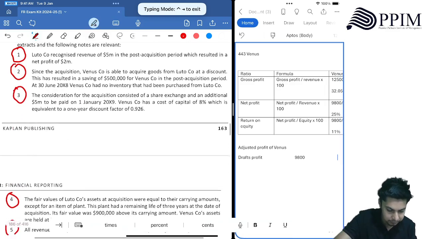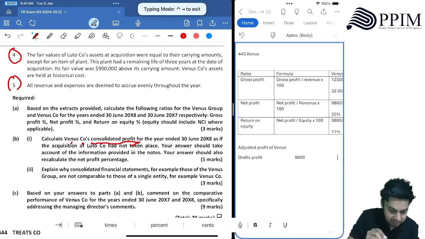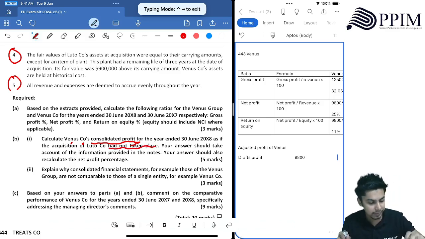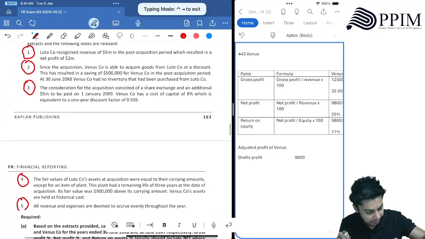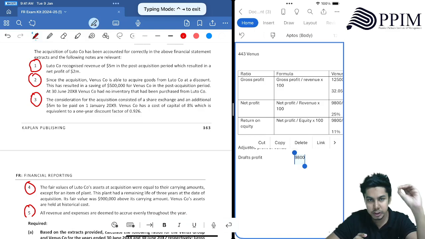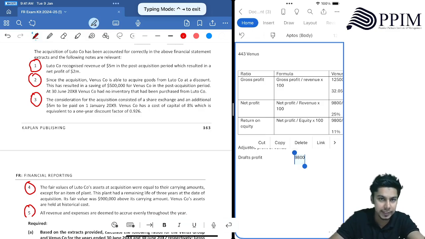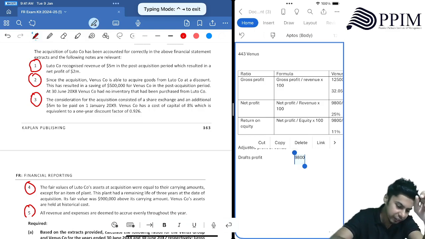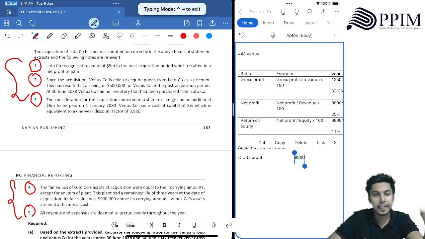Right, now what they're telling. Okay, let's continue the question. As if the acquisition of Luto had not taken place. Okay, now guys, what they're telling you to do is this. Now look at this part, guys. Now there are 5 adjustments in your paper. Now they are telling you to recalculate this answer assuming Luto is never there. Now 9,800, guys, how did we get the answer? That is Venus and Luto together, no? Now what they are telling is this. Between Venus and Luto, 5 things took place. 5 things means these 5 things. Now they are telling you to adjust. Adjust means you now think Luto is never there.